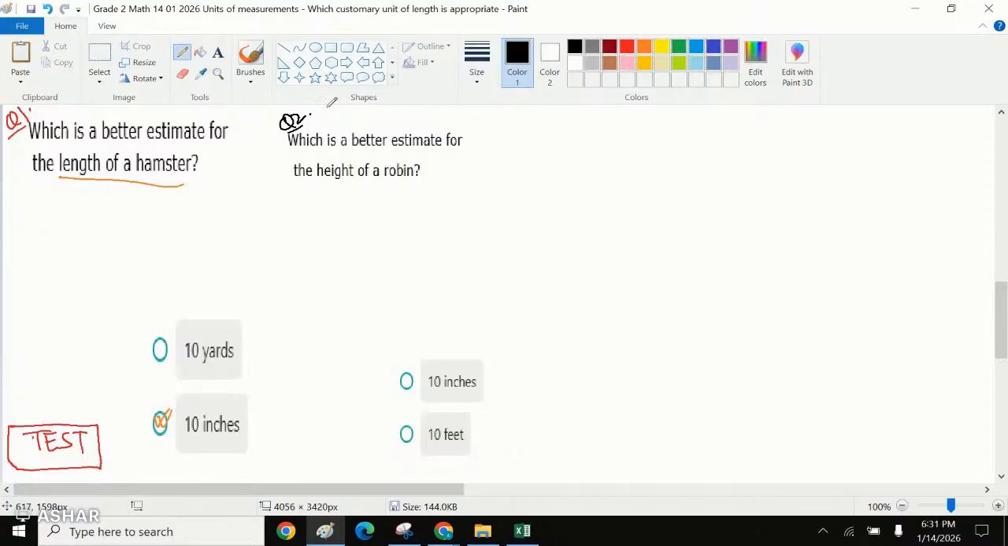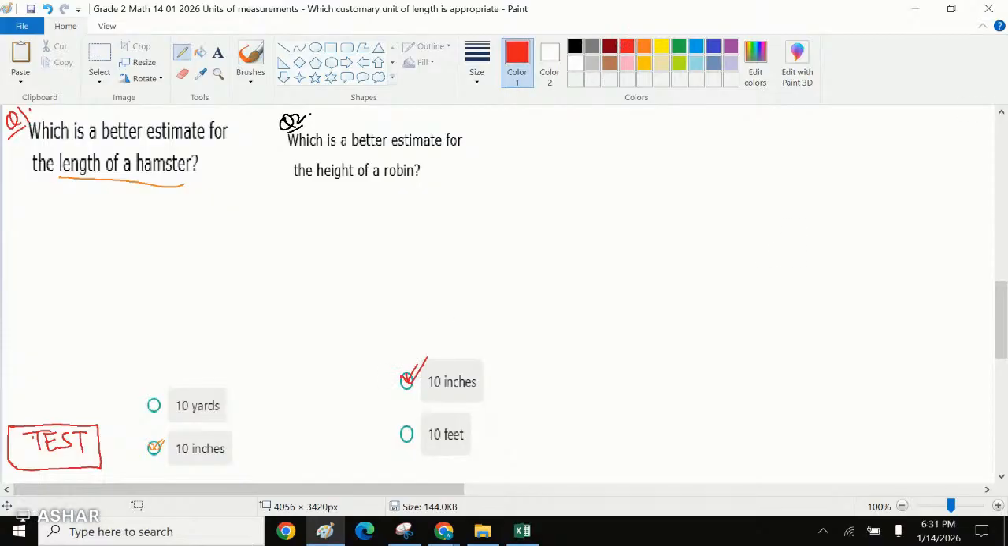10 yards? No, no, no. It cannot be yards. A hamster is very small. You wrote 10 years, but it was 10 inches. For the next one, yes, 10 inches. Thank you.